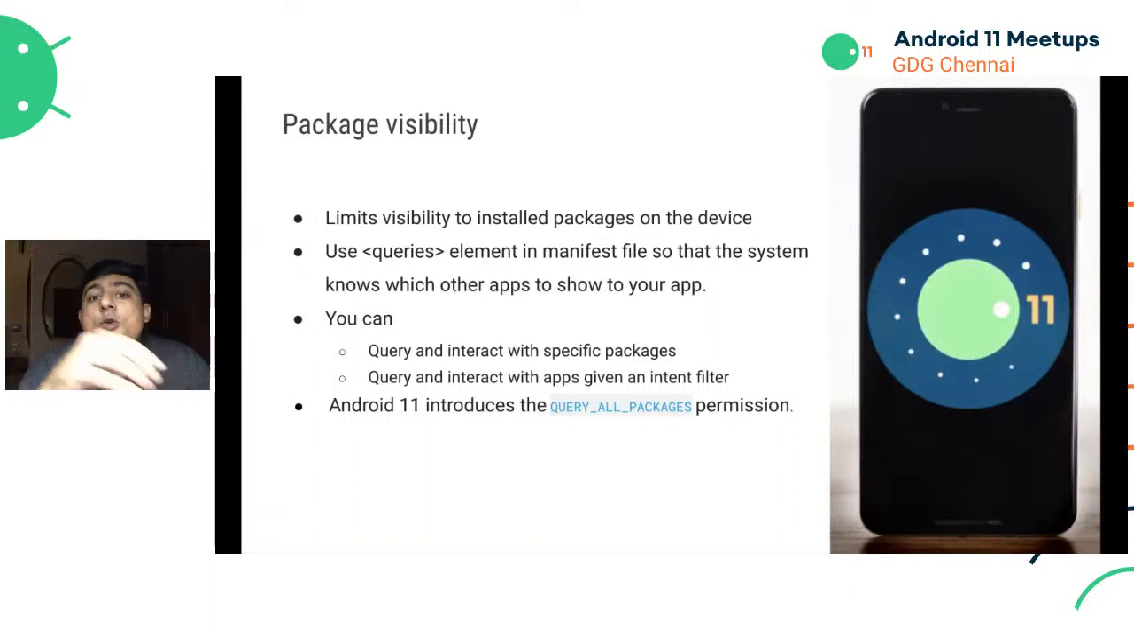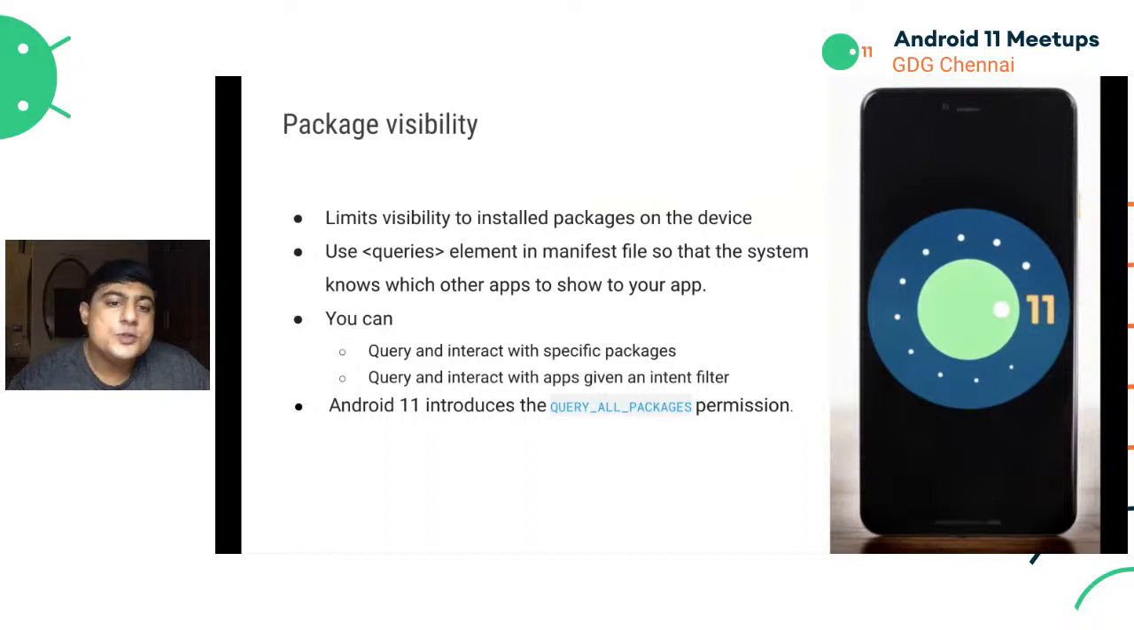Or you can give a specific intent. I will be able to query all the packages which can service an intent, say a share intent for a particular data type, say JPEG or something like that. This is for situations where you might be creating a completely new share interface or something like that, and that is where the intent model gets used. And if you were specifically looking for another application, then you might just use the specific package name itself.